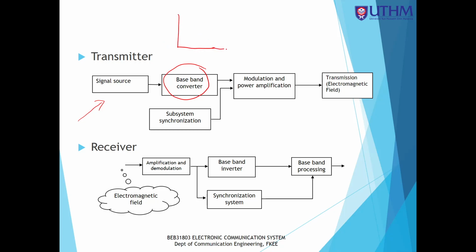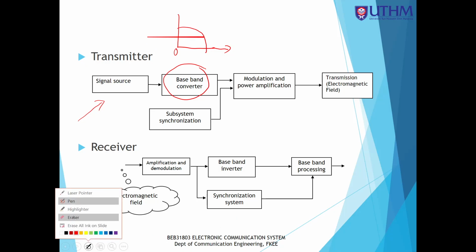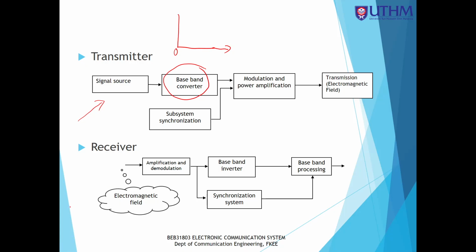The term baseband is any frequency from 0 until a few kilohertz. Okay, sehingga beberapa kilohertz. So baseband is a low frequency signal, which is the same frequency as the input signal. Okay, dia adalah frekuensi yang sama ataupun hampir sama dengan input signal. In other words, it is the low frequency signal. Okay, and then from the baseband, we go to the modulation and power amplification block.